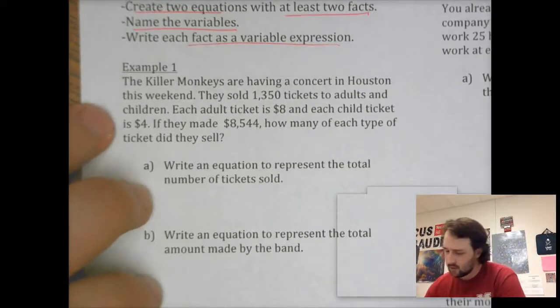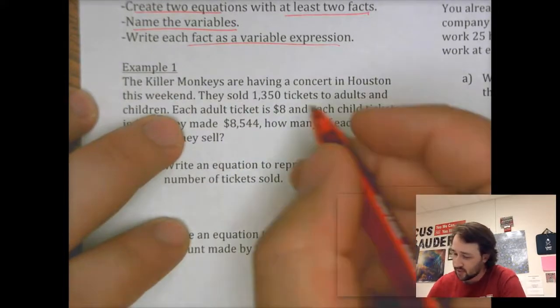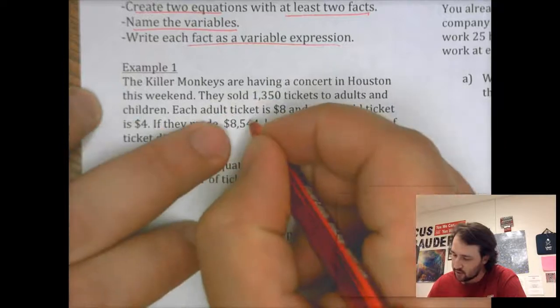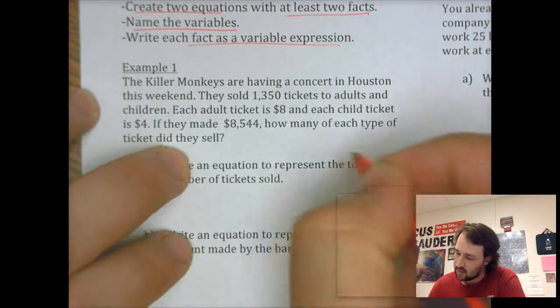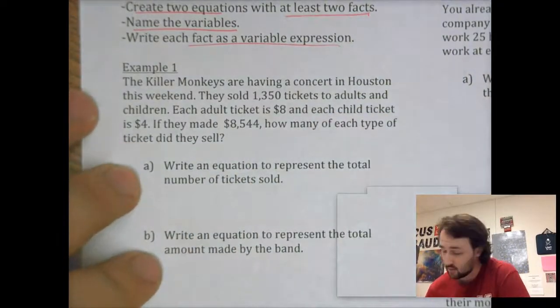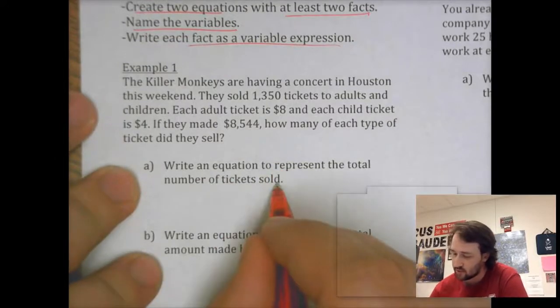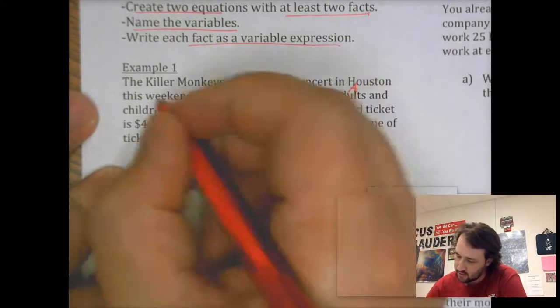Here we have: the Killer Monkeys are having a concert in Houston this weekend. They sold 1,350 tickets to adults and children. Each adult ticket is $8 and each child ticket is $4. They made $8,544. How much of each type did they sell? Again, we're not trying to solve this. We're just trying to come up with some facts. So write an equation to represent the total number of tickets sold. It looks like the two things here are adults and children.